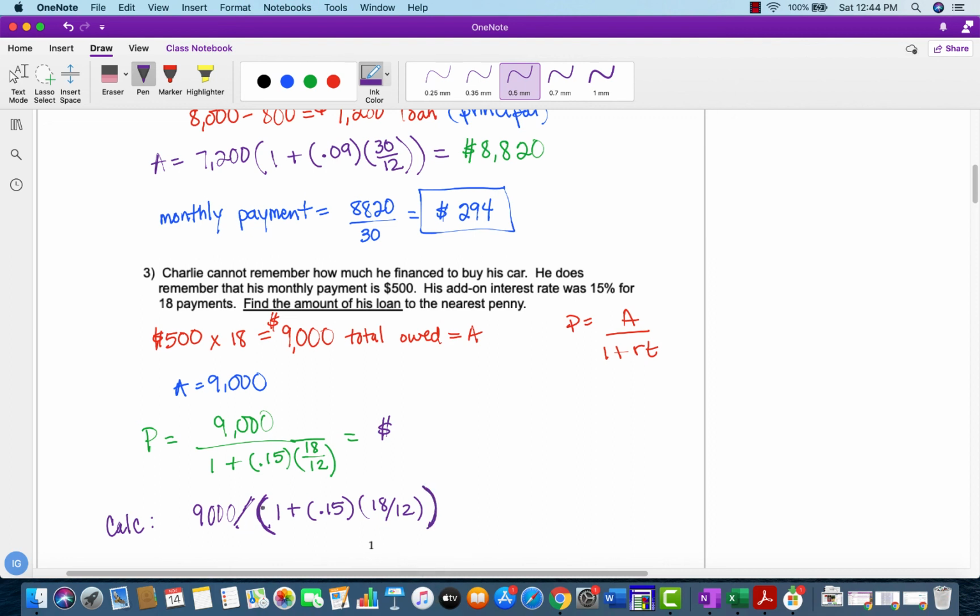If you don't put parentheses here, then the calculator is doing 9,000 divided by 1 and then plus this. You have to put the parentheses so the calculator will do the order of operations for you. All right, so check on the calculator. You should be getting 7,346, and we're going to round to the second decimal, so 94 cents.